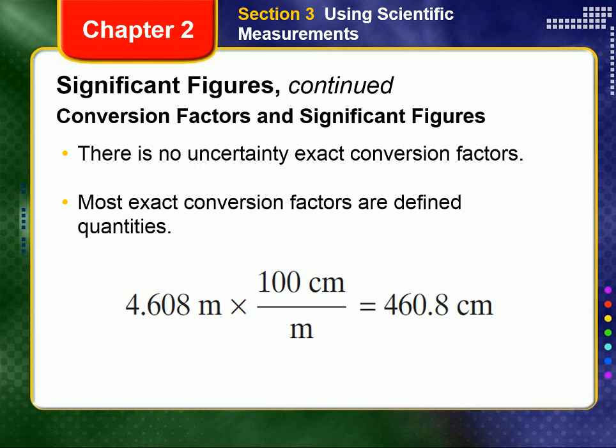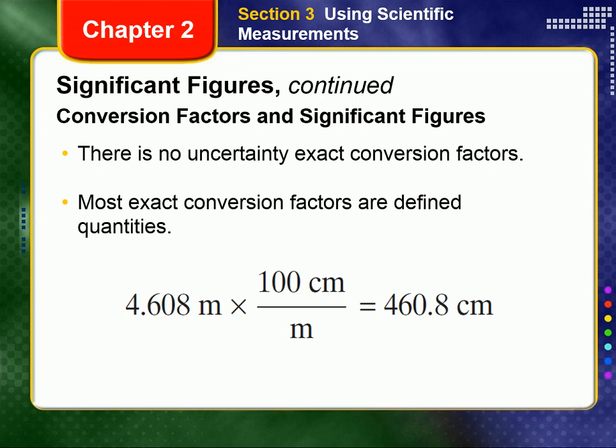Conversion factors and significant figures. Earlier in this chapter, you learned how conversion factors are used to change one unit to another. Such conversion factors are typically exact. That is, there is no uncertainty in them. For example, there are exactly 100 centimeters in a meter.